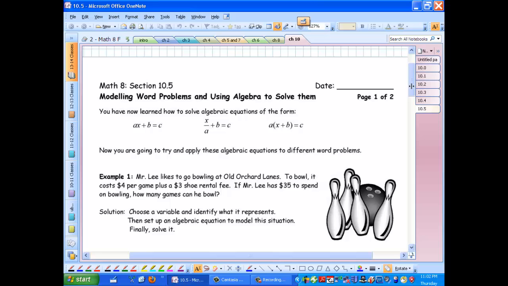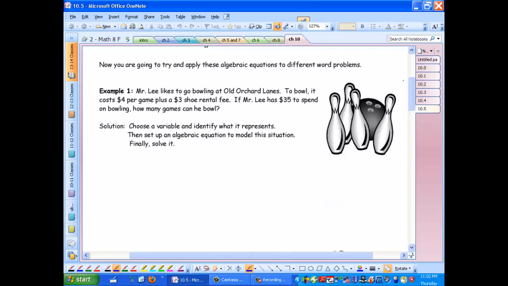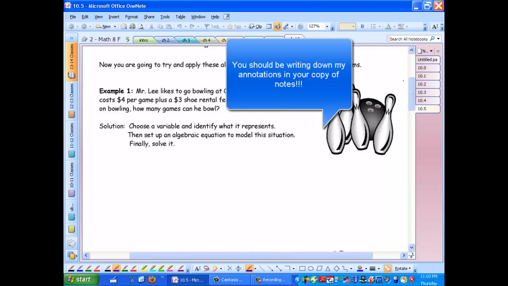Here's example number one. I like to go bowling at Old Orchard Lanes, and to bowl it costs $4 per game. But of course I have to wear bowling shoes, and that costs me $3 just to rent the shoes. Now, you don't need to rent the shoes every single time you bowl. Every single game you bowl, you just have to rent it once, so that's a $3 fee, a one-time fee. Now, if I've got $35 to spend on bowling, the question is, how many games can I bowl?